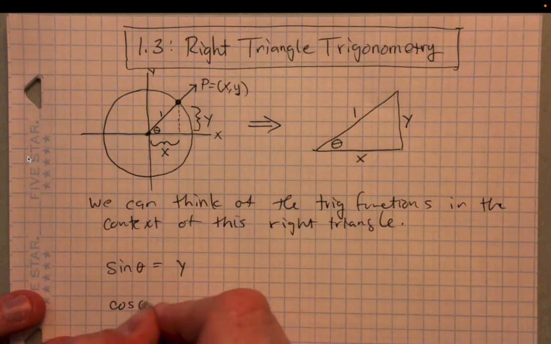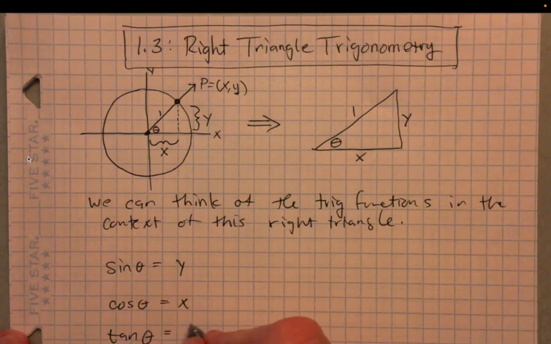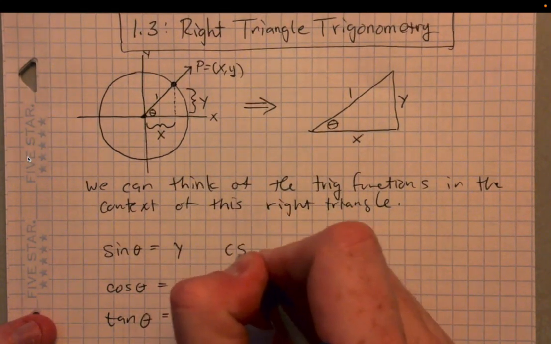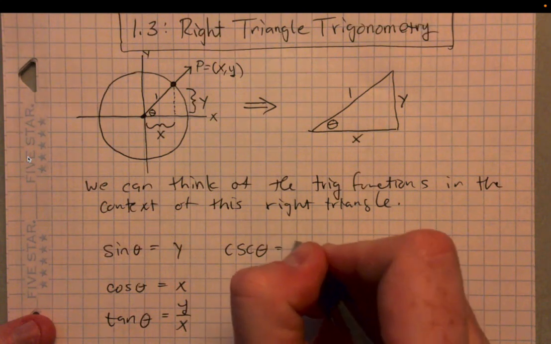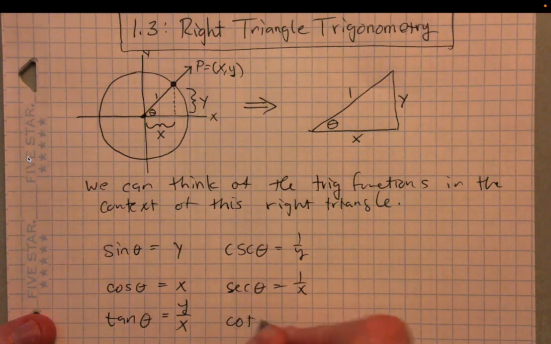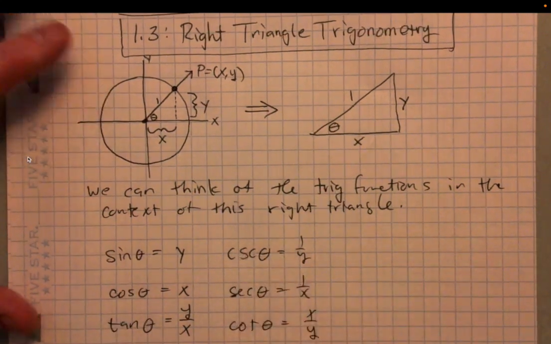The cosine of theta is x. The tangent of theta is y over x. The other ones, the cosecant, secant and cotangent, are all reciprocals. So the cosecant is 1 over y, the secant is 1 over x, and the cotangent is x over y. The way we've framed it right here, it's almost like just a rehashing of the unit circle idea. But notice that this can be generalized.